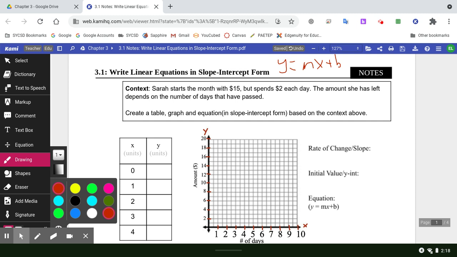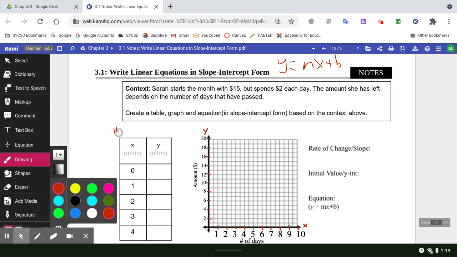y-intercept. In this context, Sarah starts the month with $15 but spends $2 each day. The amount she has left depends on the number of days that have passed. We want to create a representation of a table, graph, and equation that represents this function based on the context above. So whenever we start talking about a context, we want to identify what the x values represent.